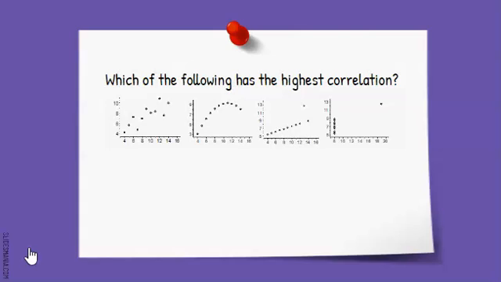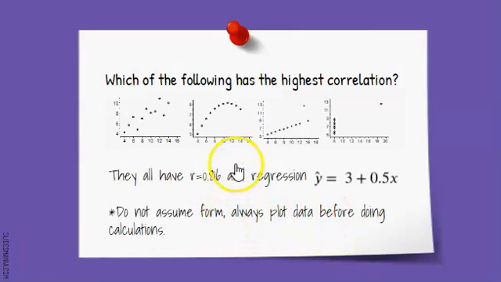So look at all four of these scatter plots. Which of the following has the highest correlation value? Can you tell? Kind of a trick question, because guess what? They all have an r value of 0.816 and a regression line of 3 + 0.5x.